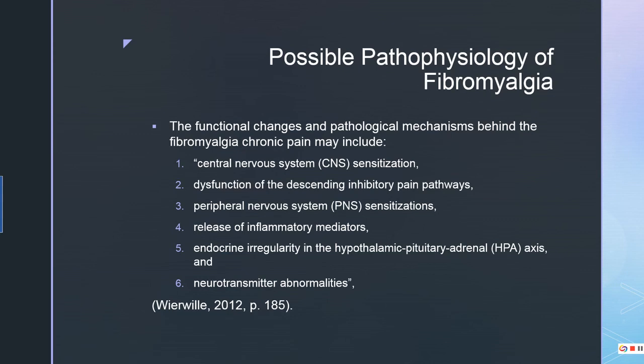In summary, the functional changes and pathological mechanisms behind the fibromyalgia chronic pain may include: 1. Central nervous system CNS desensitization, 2. Dysfunction of the descending inhibitory pain pathways, 3. Peripheral nervous system sensitizations, 4. Release of inflammatory mediators, 5. Endocrine irregularity in the hypothalamic pituitary adrenal axis, and 6. Neurotransmitter abnormalities.